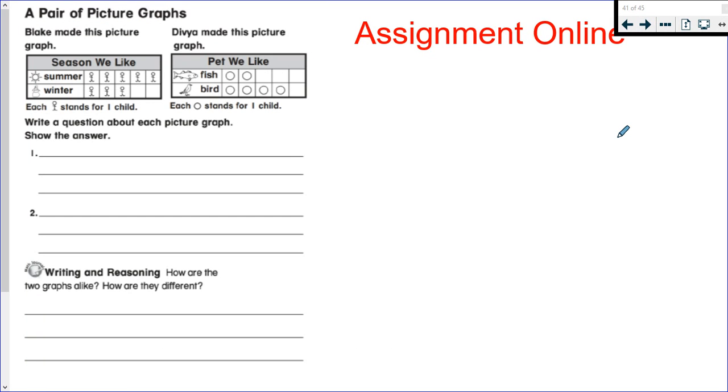Now you're going to do your online assignment. A pair of picture graphs. Blake made this picture graph. This is Blake's right here. And Divya made this picture graph. So on Blake's picture graph, you see it's seasons we like, and he has summer and winter. Each stick figure stands for one child. Divya's picture graph says pets we like. She has fish and birds, and each circle stands for one child.